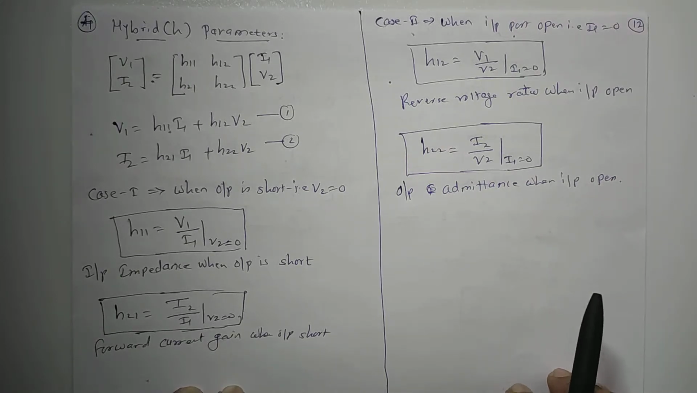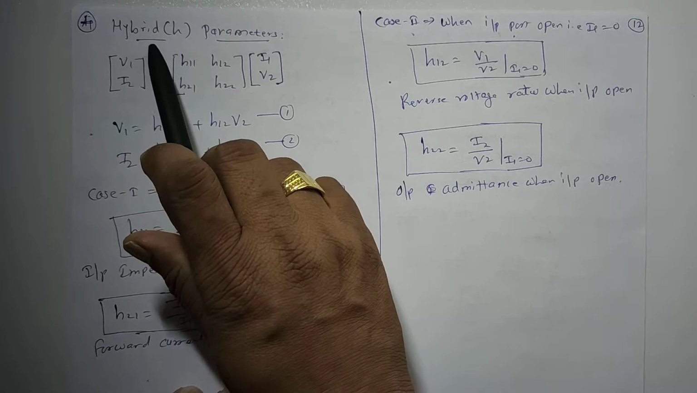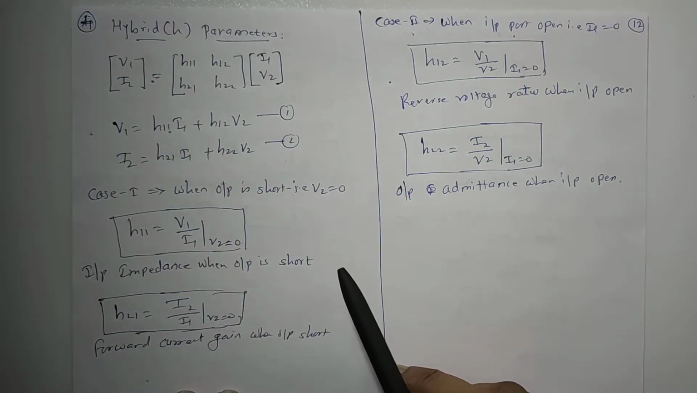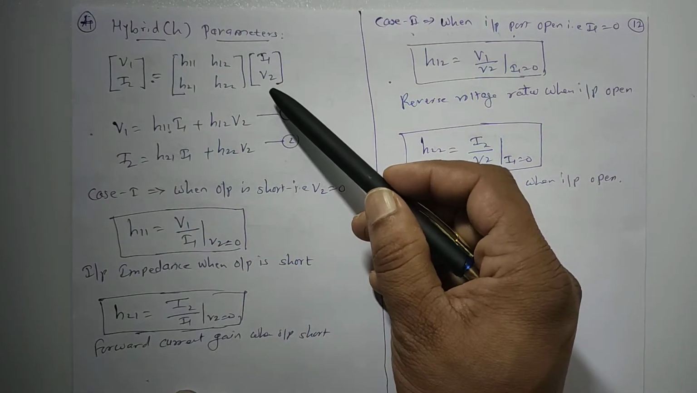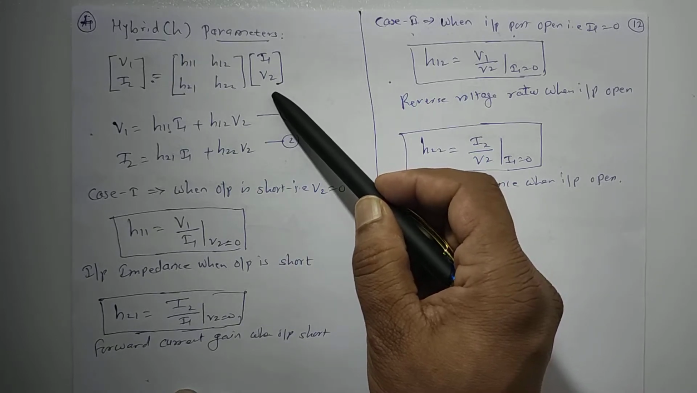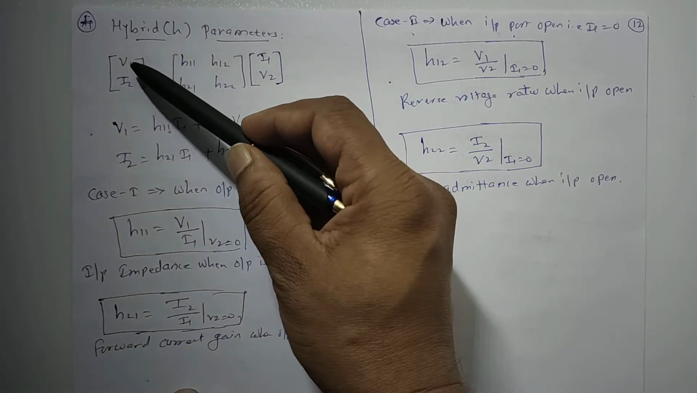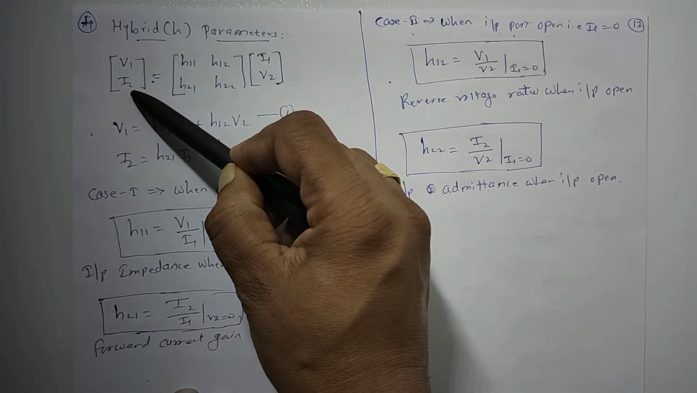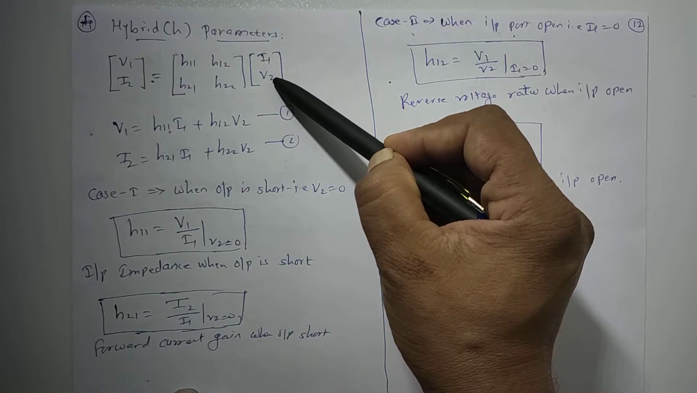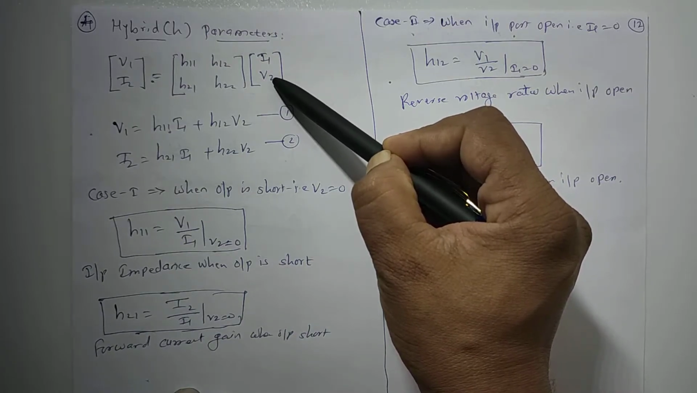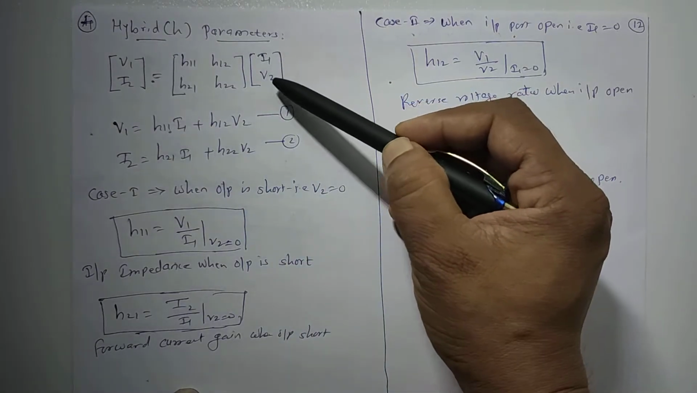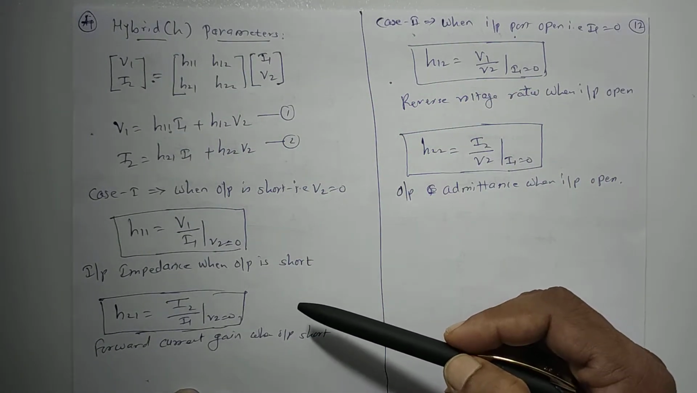Okay, now we are going to see the hybrid parameters. Hybrid parameters are represented by H parameters. The standard equation of H parameters in matrix form will be like this. When we are expressing V1 and I2 as dependent variables in terms of I1 and V2 as independent variables, we are getting the hybrid parameters. So when we express V1 and I2 in terms of I1, V2, we'll get the hybrid parameters.